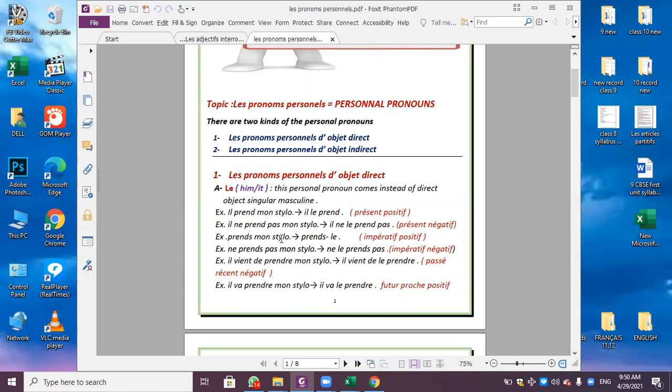Le pronom stylo in the imperative, positive imperative. We put this personal pronoun after the verb in the positive case. In the negative case, we put it before the verb.